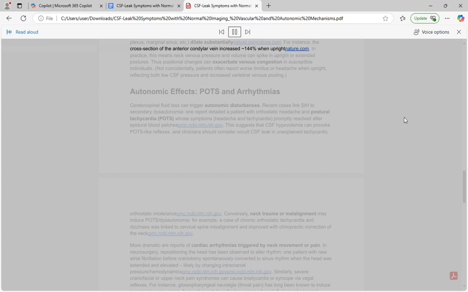In practice, this means neck venous pressure and volume can spike in upright or extended postures. Thus, positional changes can exacerbate venous congestion in susceptible individuals. Not coincidentally, patients often report worse tinnitus or headache when upright, reflecting both low CSF pressure and increased vertebral venous pooling. Autonomic effects, POTS, and arrhythmias.